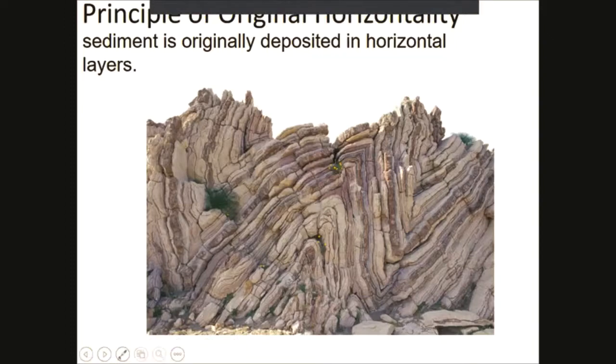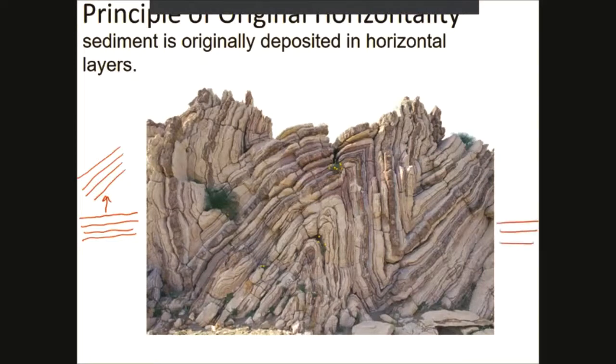Principle of original horizontality. That states that whenever sediments are deposited, they're usually deposited by water. Most sedimentary environments involve water. Whenever sediment is deposited, the principle of original horizontality states that sedimentary rocks are originally horizontal. So if we ever find sedimentary rocks that are tilted, they did not form that way. They were originally horizontal, and then they were tilted.